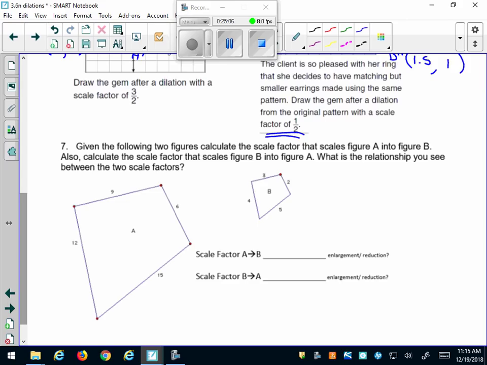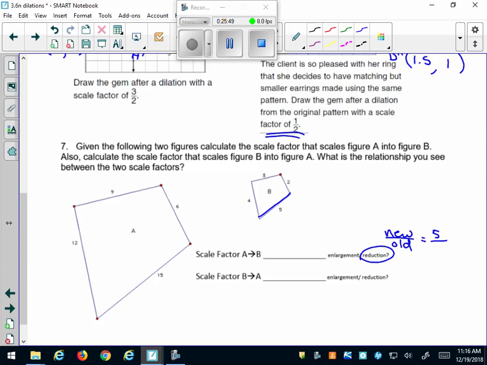Okay, so last thing here, given the following two figures, calculate the scale factor that scales figure A onto figure B, and then we're going to do the reverse. So if we start with A as our pre-image, and it becomes B, is that an enlargement or a reduction? Reduction, right? It's getting smaller. So if you think of new over old, the new is on the B figure. Which side do we have to use? Doesn't matter. We could pick any side we want. Well, let's use 5. So new is 5.